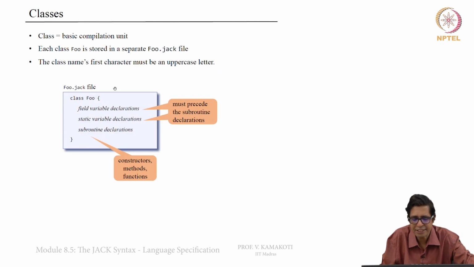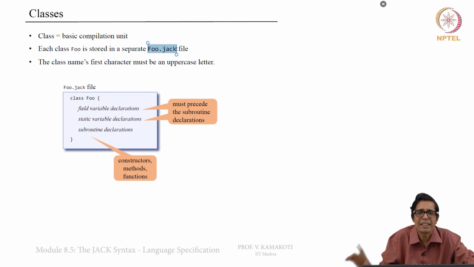Now how does a class look? This is class foo. It has field variable declarations, it has static variable declarations, then it has subroutine declarations. The field and static declarations must precede the subroutine declarations. What is static we will see shortly. Each class is stored in a separate Jack file. So for every class I have a Jack file.